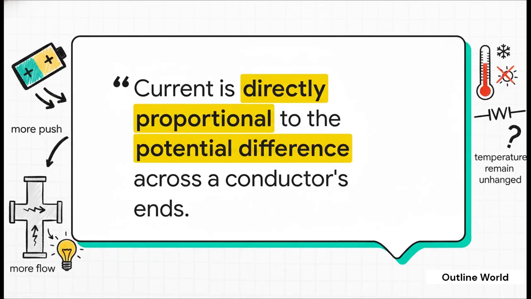So how do these three all relate to each other? Well, a guy named George Simon Ohm figured out that the current is directly proportional to the voltage. In plain English, the more you push, the more flow you get. It makes perfect sense, right? But, and this is a huge but, there's a fascinating catch hidden in that fine print. This only works if the temperature stays the same. Just remember that little detail because it's going to be really important later on.